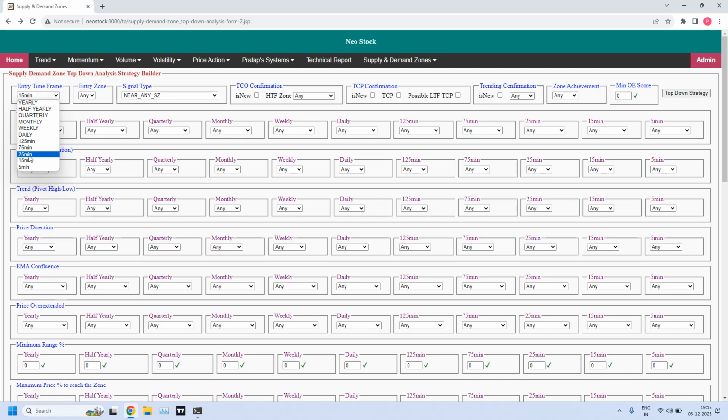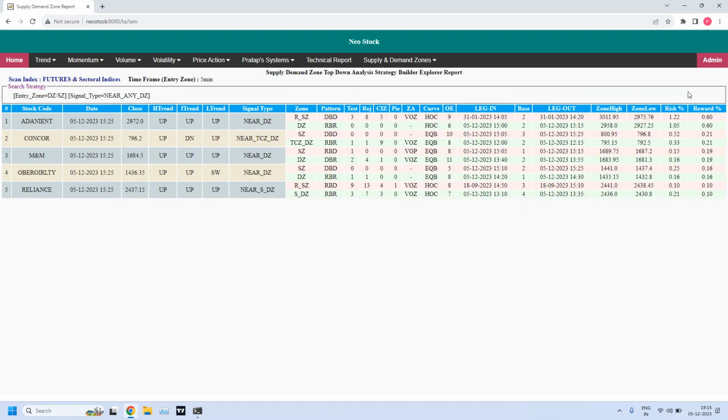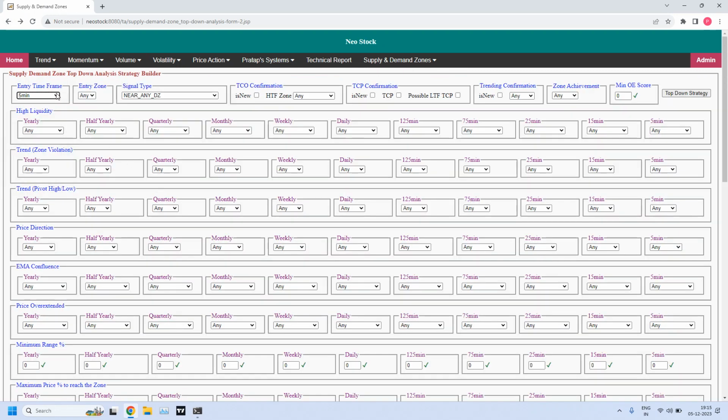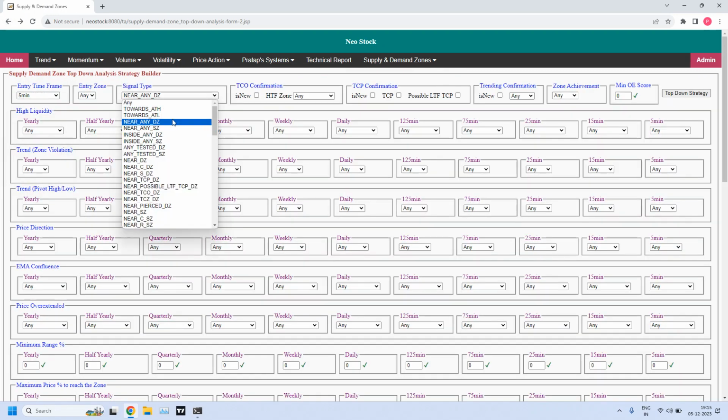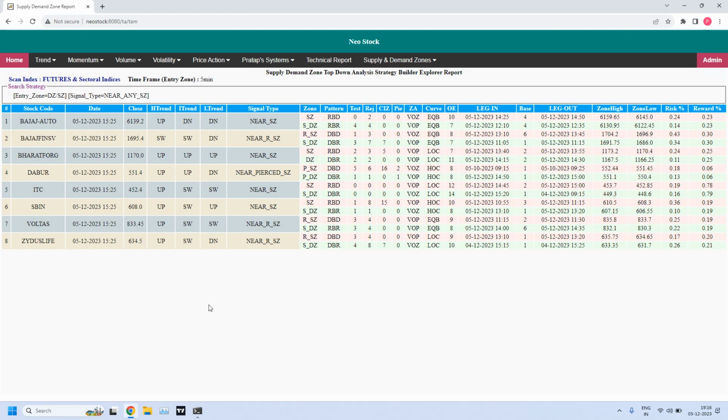Now let us generate for the last time frame, 5 minutes. So entry time frame is 5 minutes. Let us find the stocks which are near to the 5 minutes demand zone. So these 5 stocks are filtered. So let's go back. Entry time frame is 5 minutes. Let us find the stocks which are near to the 5-minute supply zone. The total 8 stocks are filtered.